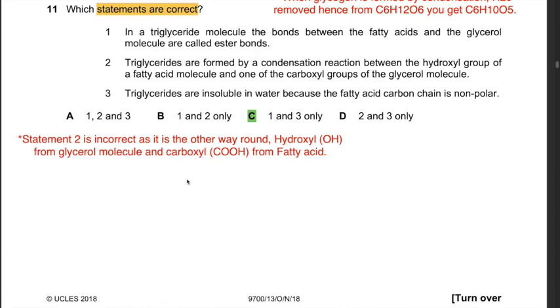In a triglyceride molecule, the bonds between fatty acids and glycerol molecule are called ester bonds. Yes, that is correct. Triglycerides are insoluble in water because the fatty acid carbon chain is nonpolar. Yes, that is also correct, as triglycerides are insoluble in water but soluble in alcohol.